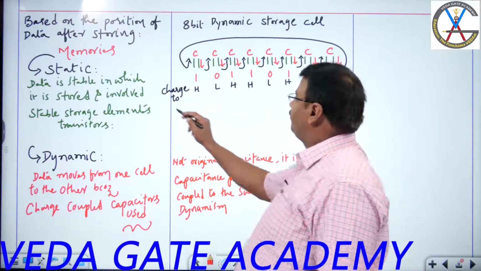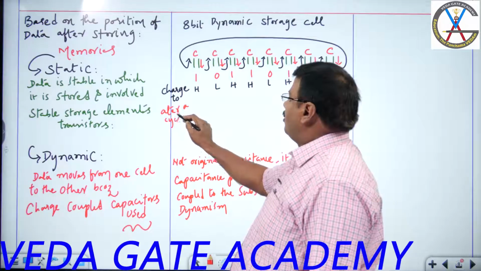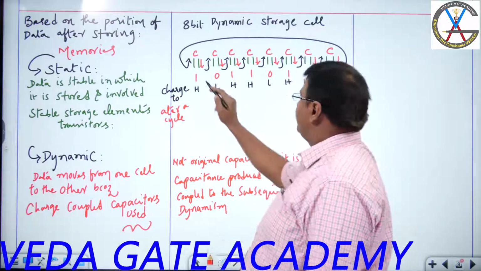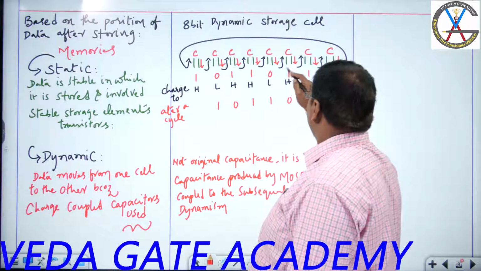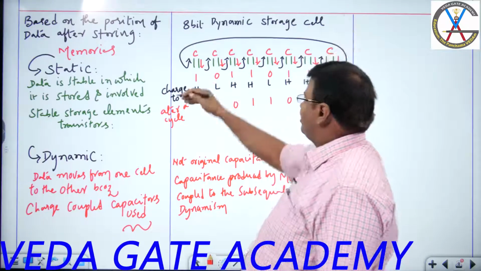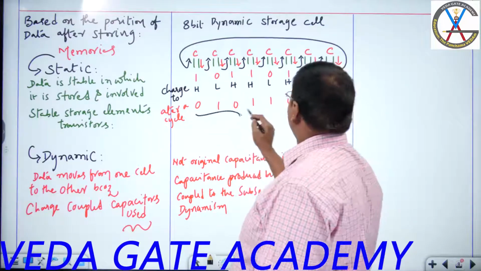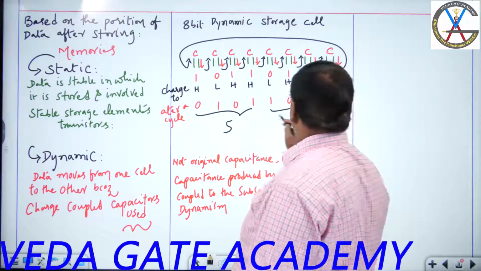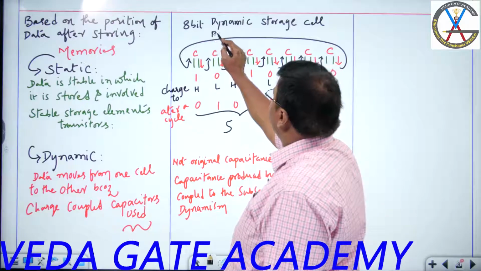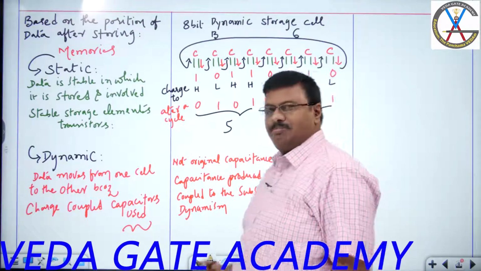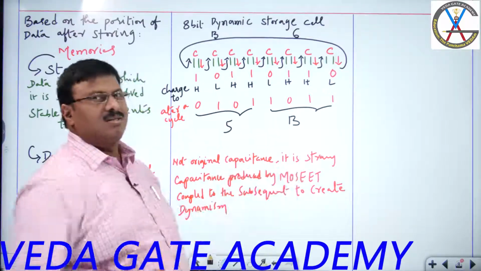After one cycle, what happens? Show the movement. 1 here, 0 here, 1 here, 1 here, 0 here, 1 here, 1 here. This 0 will come here. So what happened? I got 5B, 1011. What is initially stored? B6. So B6 stored, after one cycle, it has happened to be 5B. So the movement of data, circulation.